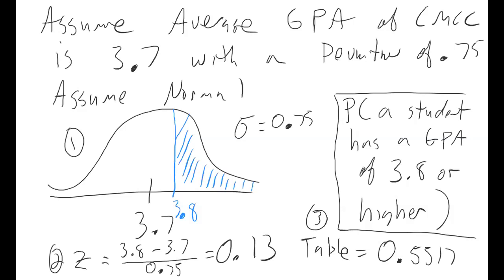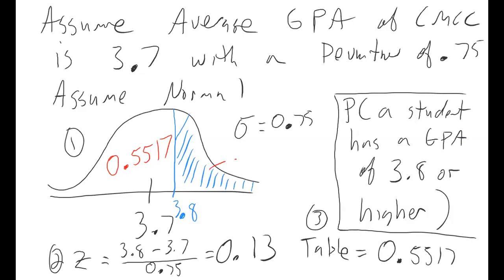So why do we have to do the complement? Because we're shading to the right, that's correct, and our tables only shade to the left. The 0.5517 is on this side. Remember, you pulled it from the table. That is to the left. You want its opposite, which means we do the complement.